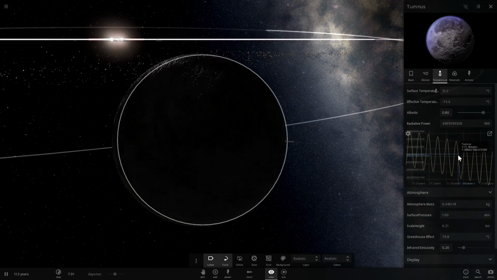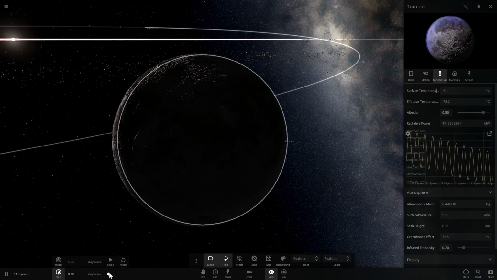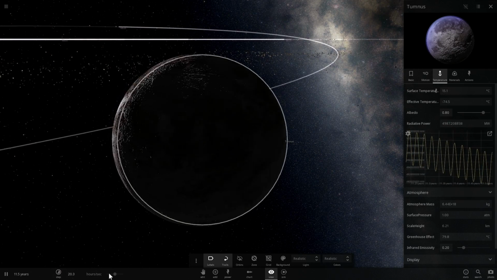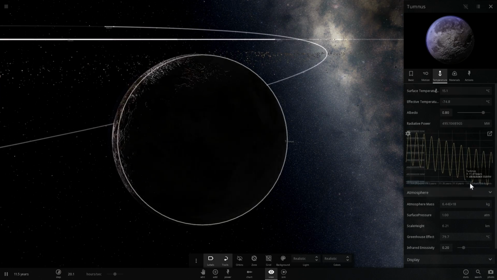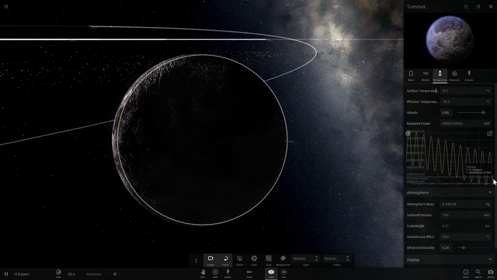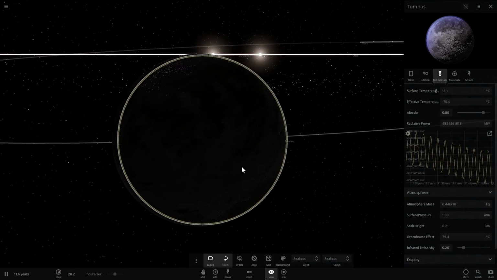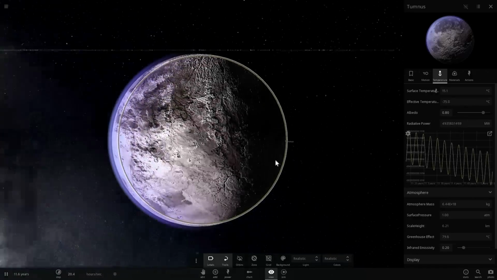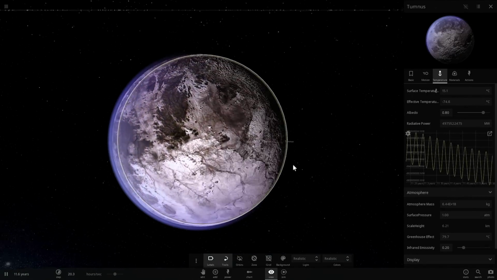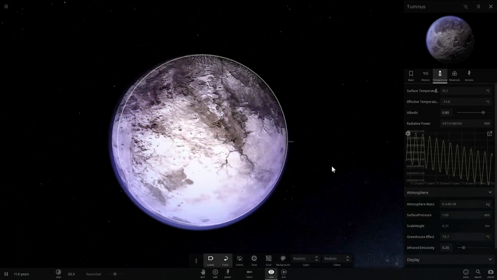ridiculously fast. You can kind of see that if I were to change this to 1 day per second, approximately 1 day per second. Almost every day you get a different season, so it would definitely be very difficult to survive on this type of a planet unless you like to change your clothing almost every hour.